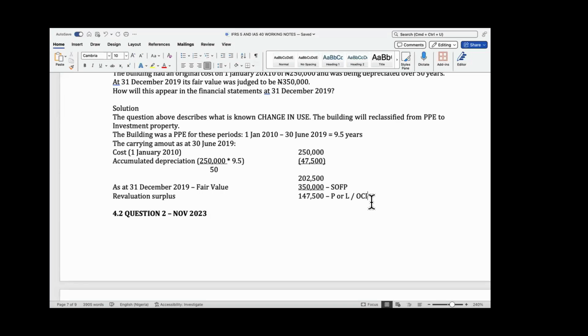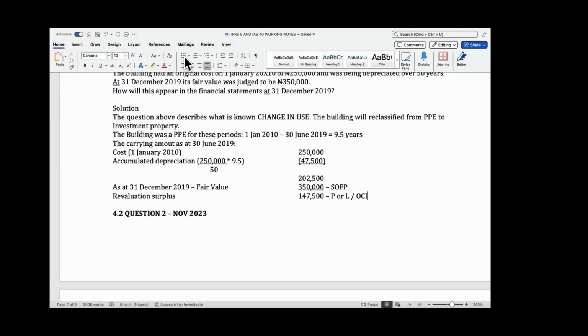I think the property was being used as PPE before. So any revaluation there should go to OCI. But now there's a change in use. So since there's change in use, the fair value will now go to profit or loss. Good. So your explanation is much clearer. Very good explanation from you.